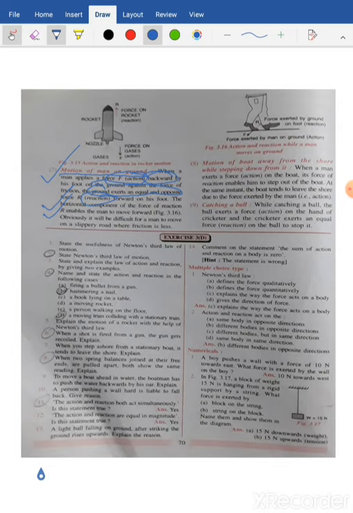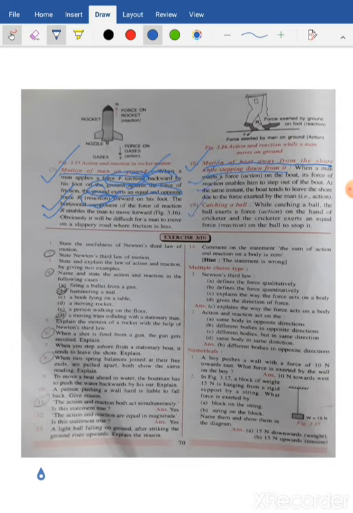Are you getting my point? So you are pushing the ground by your feet in the backward direction, which is making you move forward because the ground pushes you in the forward direction. So your foot is applying the force, that is action, and the ground is applying the force on you, that is the reaction. All right. Similarly, you have another example, motion of a boat away from the shore while stepping down. It's exactly the same as earlier, so you can just go through it.